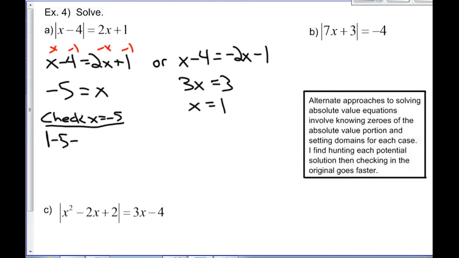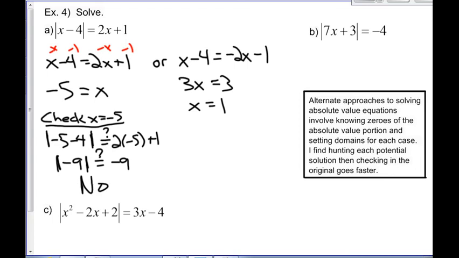So the absolute value of negative 5 minus 4. Is that equal to 2 times negative 5 plus 1? In other words, is the absolute value of negative 9 equal to negative 9? No, it is not. The absolute value can never be a negative number. So this is one of those extraneous roots we were talking about. It doesn't work. And because we found one extraneous root does not guarantee that they're not both extraneous.